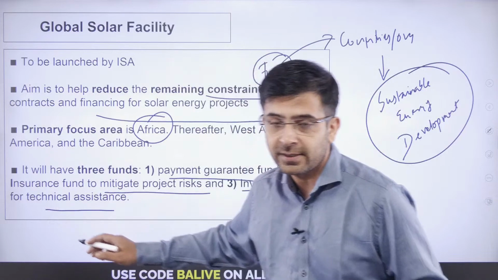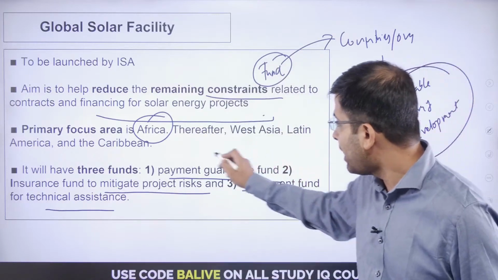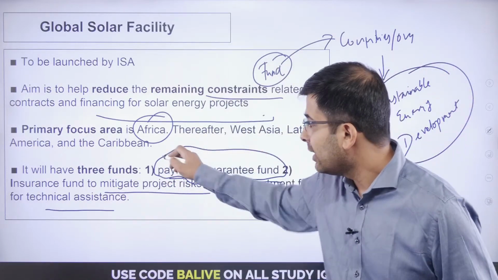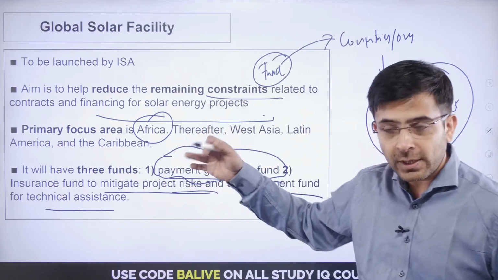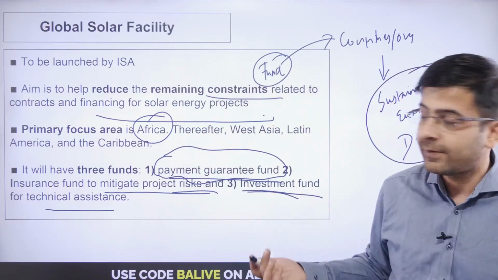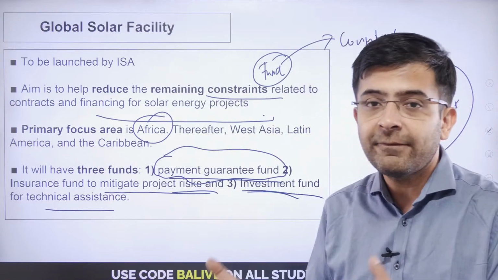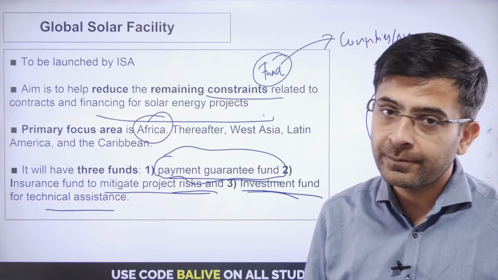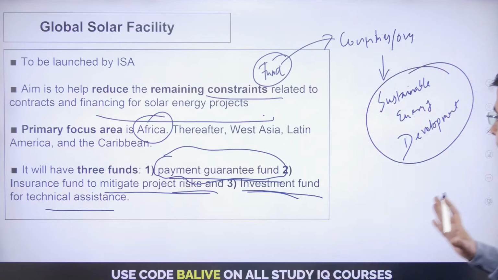So one is obviously a Payment Guarantee Fund. Then you are looking at project risks and an insurance fund, and then just an investment fund that will go ahead and look for funding for some specific projects. Simple. No big deal here.